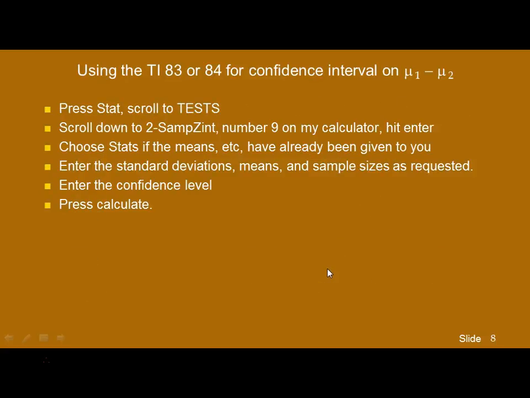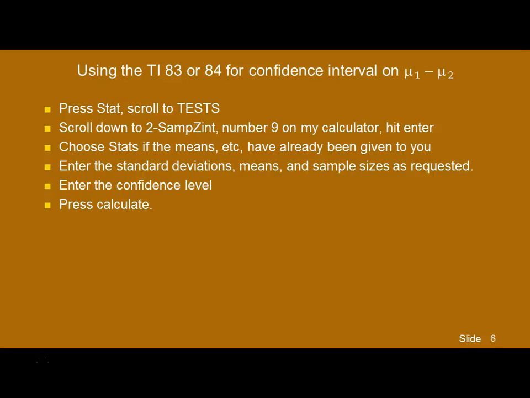You can do this confidence interval on a TI 83 or 84. Press the Stat button, scroll over to Tests, scroll down till you find one that says 2-sample Z interval. On my calculator, that happens to be number 9. Press Enter. On a problem like what we just did, where the statistics have been given to you, choose Stats. If you were putting in the raw data into lists, you would choose Data.